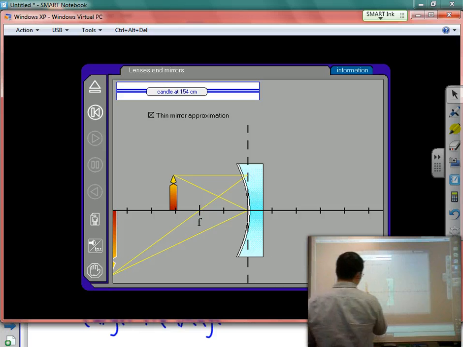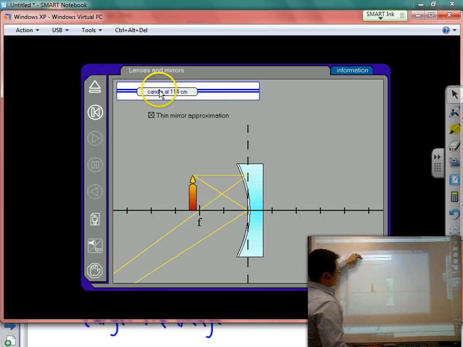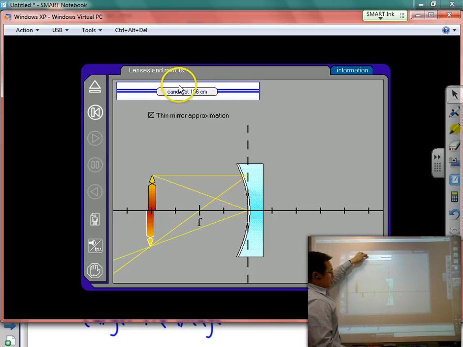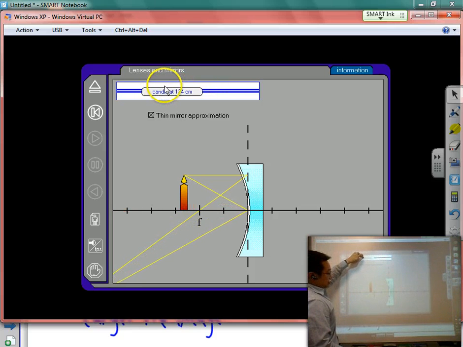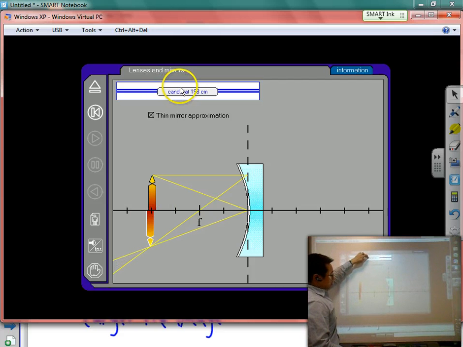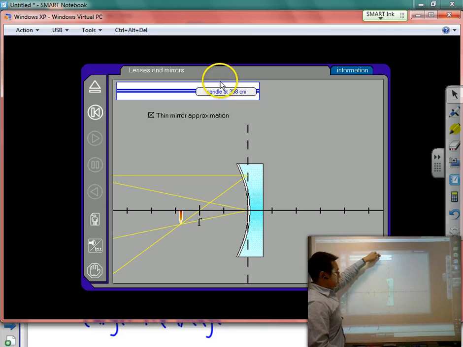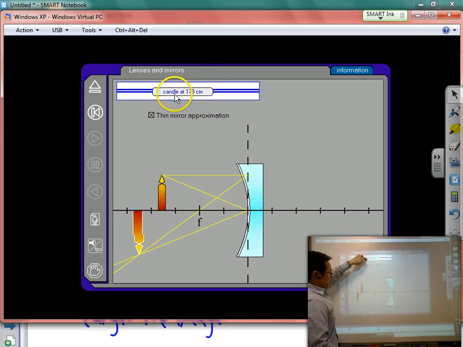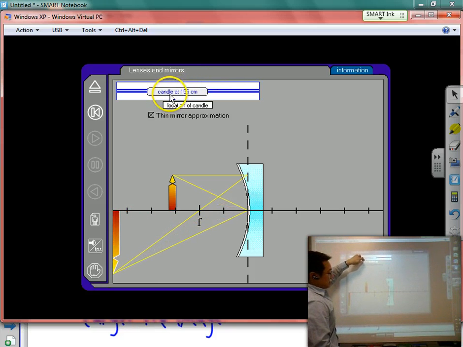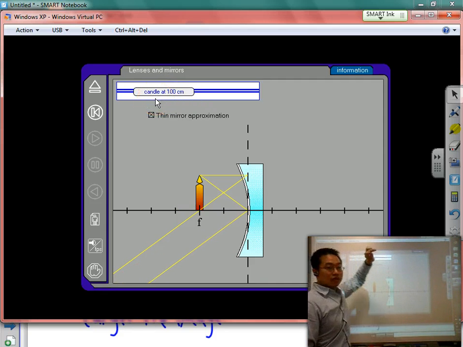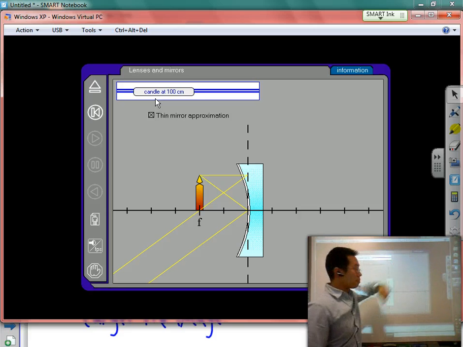So overall, as you see that candle over here, as it moves further away from F, the image is getting smaller and smaller and smaller, but as it moves towards F, it gets larger and larger and larger. That break-even point is right at C, where the object and image are the exact same size. But basically, between C and F, the image is larger and larger and larger, until at F, of course, there's no image whatsoever.